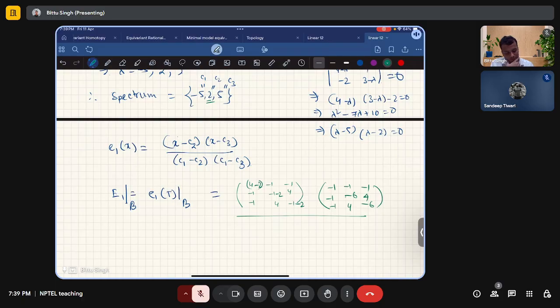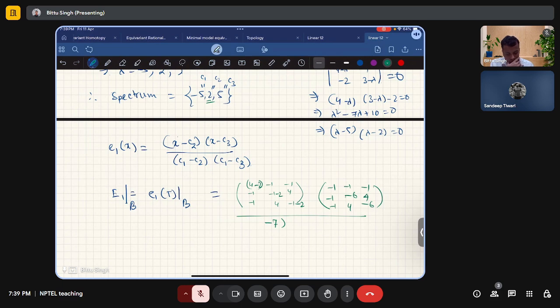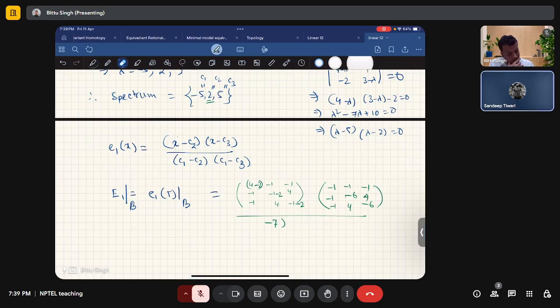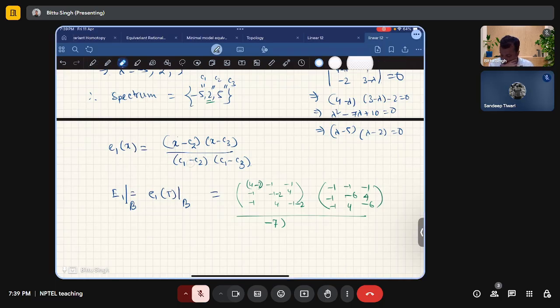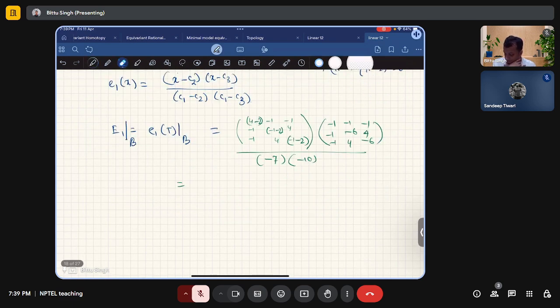And now what is C1 minus C2? C1 minus C2 is minus 7. Sorry, minus C2. This is actually wrong, I have done some mistake. Is it? Yes, C1 minus C2, that is correct, minus 7. Yes, it is correct. So first one is minus 7 and second, minus 10, and then minus 10. Now if you just multiply, those I have already calculated.